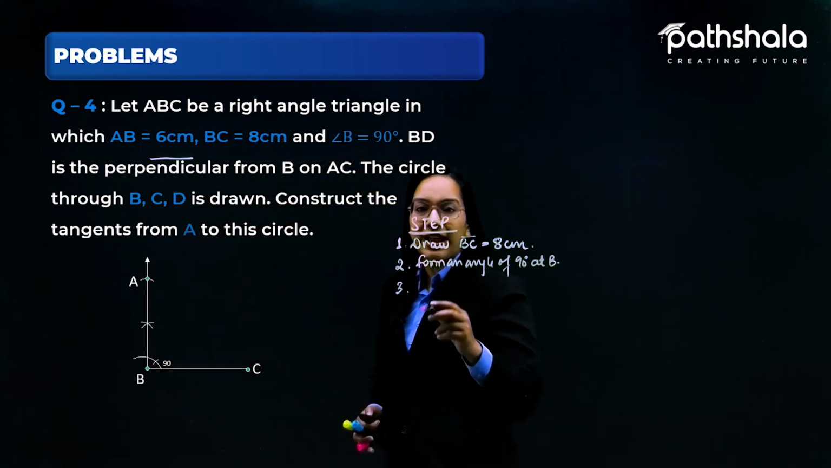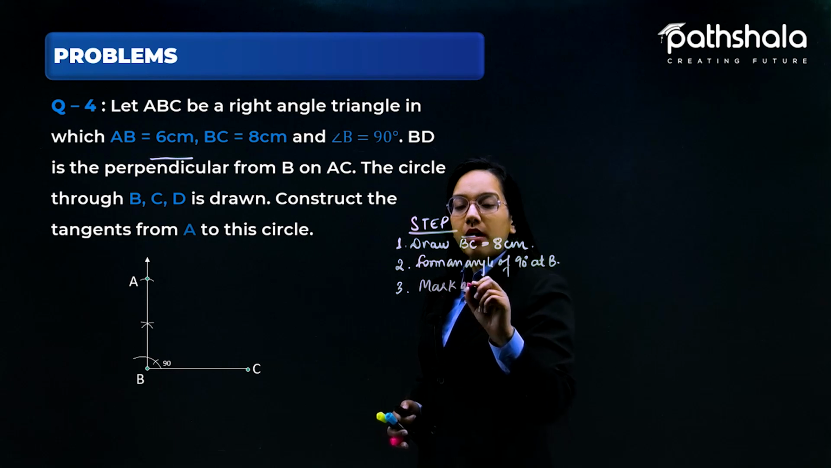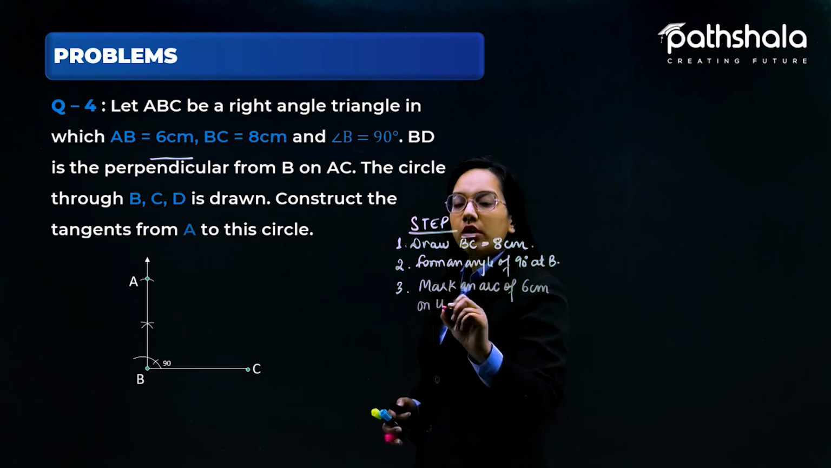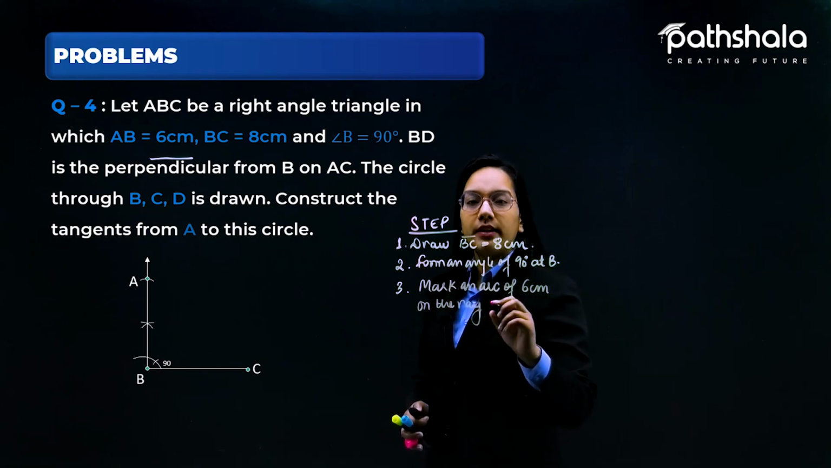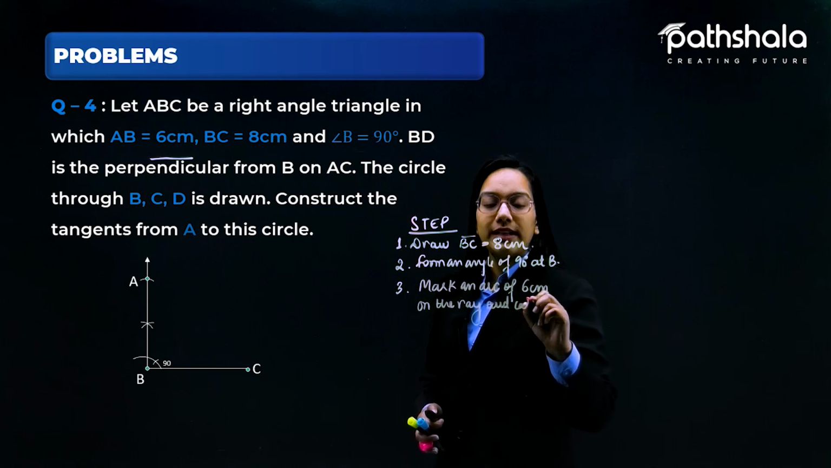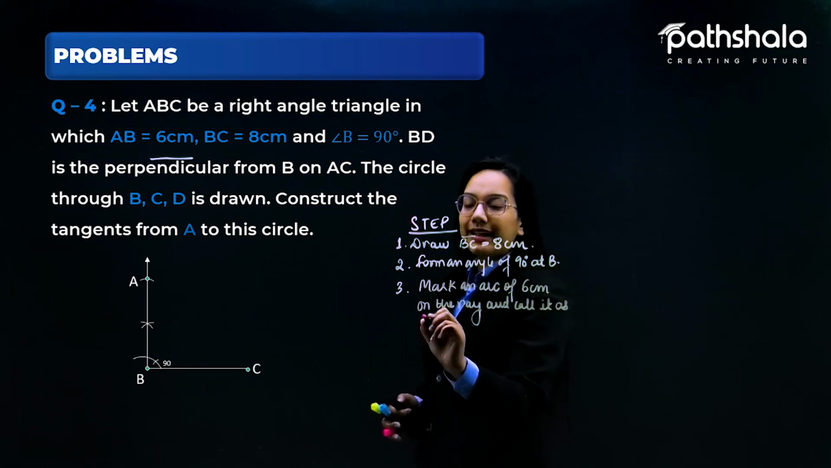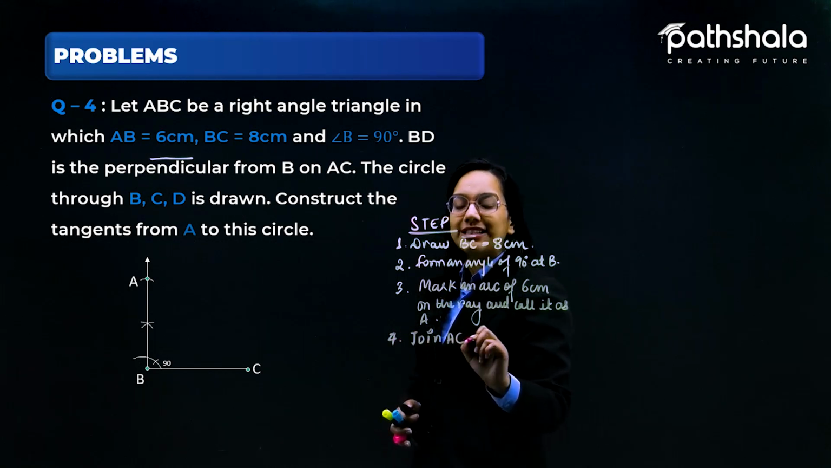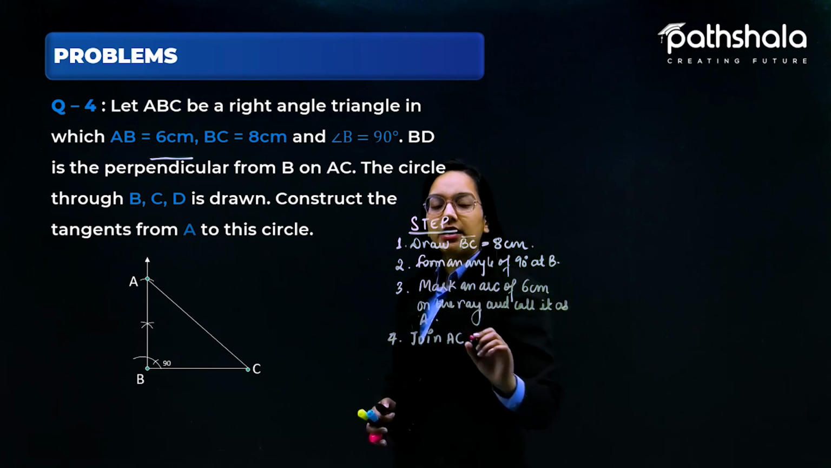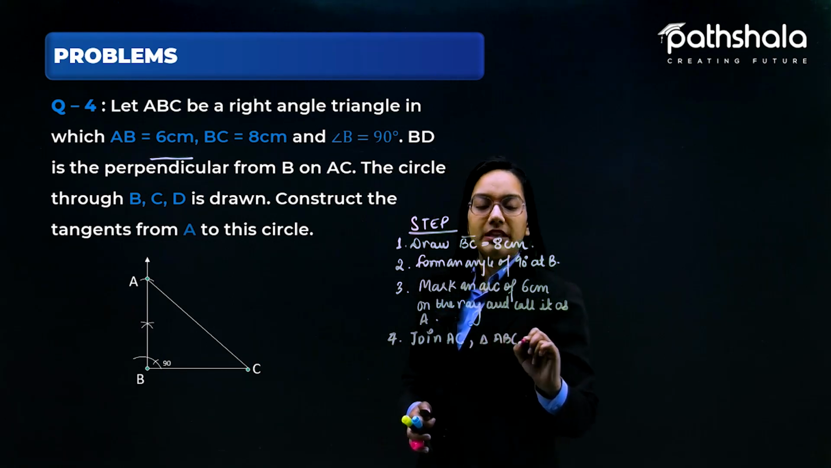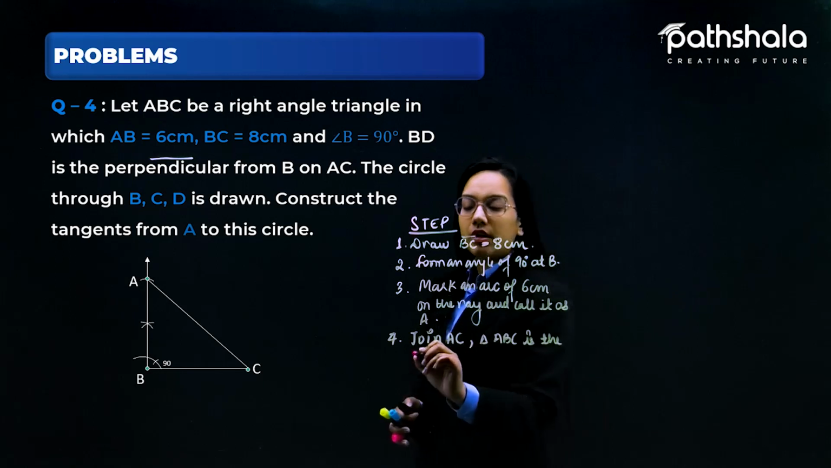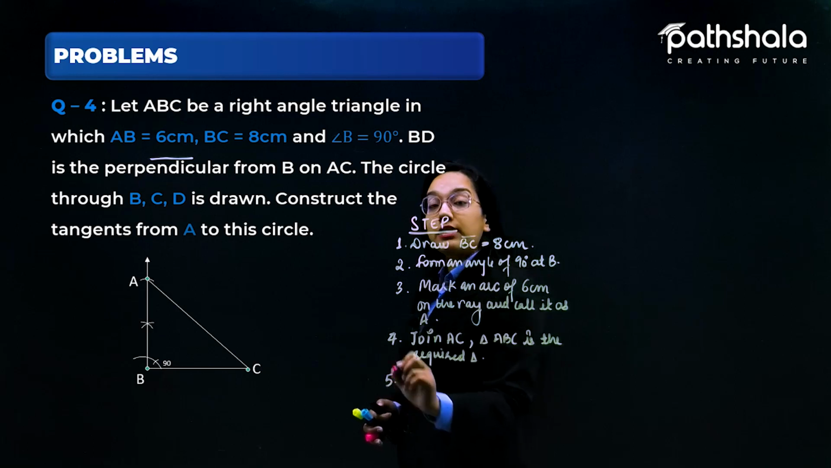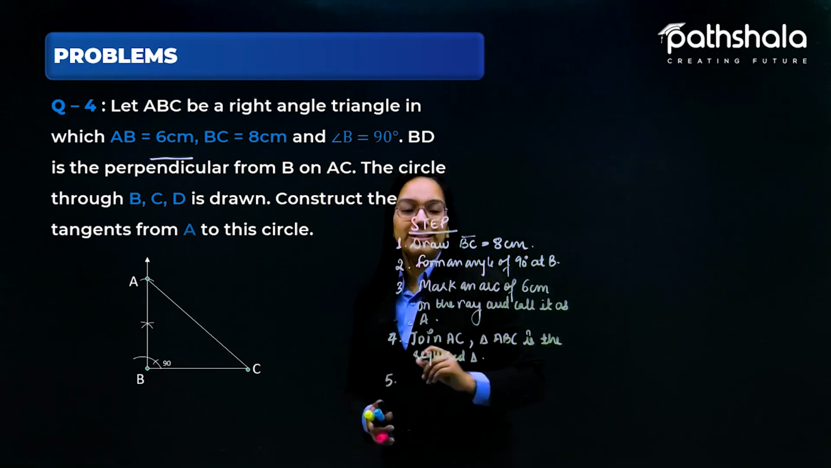So the third step would be: mark an arc of 6 centimeter on the ray and call it A. The fourth step would be: join AC. So the triangle ABC is the required triangle. This is the triangle that we have to construct first of all.